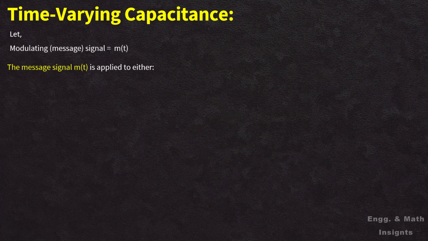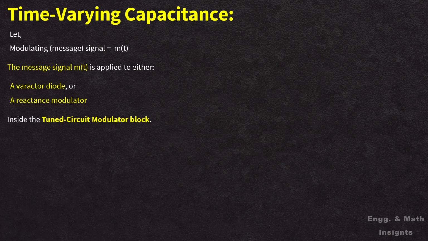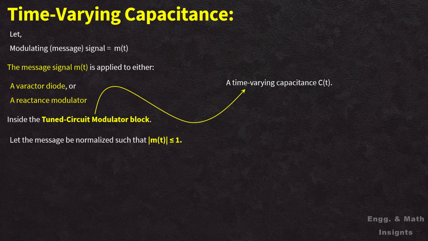Now we will introduce a time varying capacitance. Let the modulating signal or message signal be m(t). This message signal is applied either to a varactor diode or a reactance modulator inside a tuned circuit block. This circuit converts the message signal m(t) into a time varying capacitance C(t). Let the message signal be normalized such that the amplitude of m(t) is less than or equal to 1.